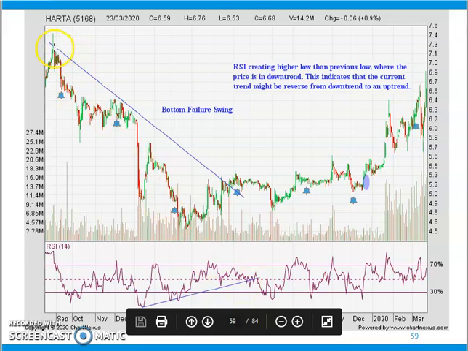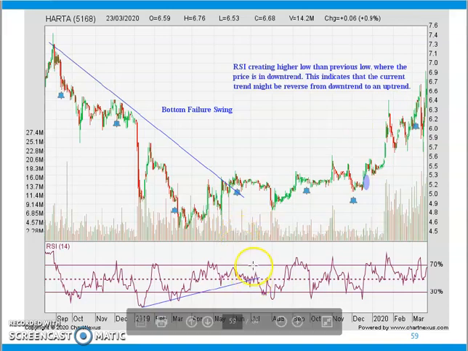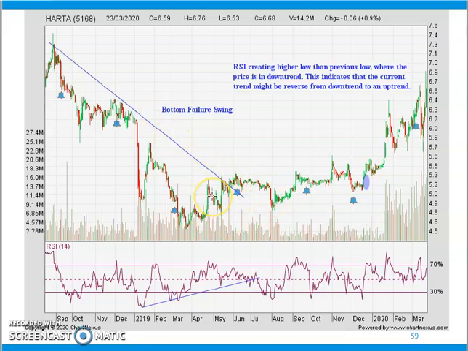So we can see price is in a downtrend. However, RSI is creating a higher low. This indicates that the current trend might reverse from a downtrend to an uptrend. For confirmation, whenever you see this, you must always cross-check with the trend line and also with the support and resistance.